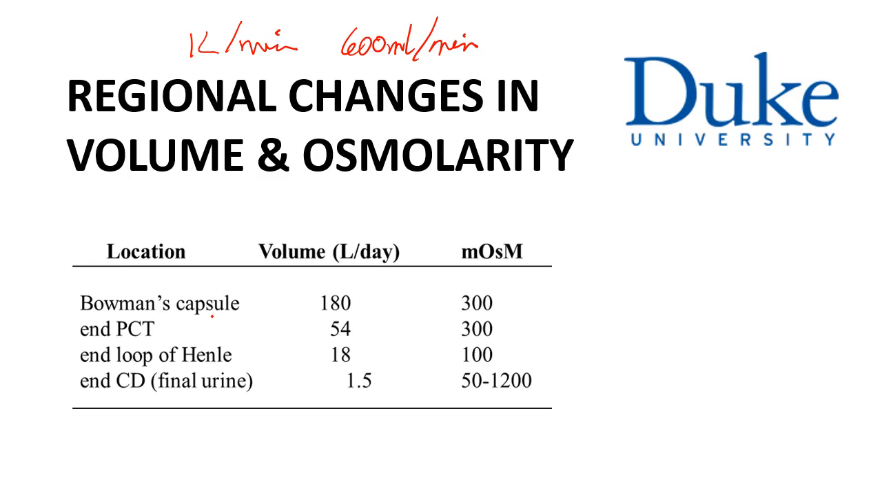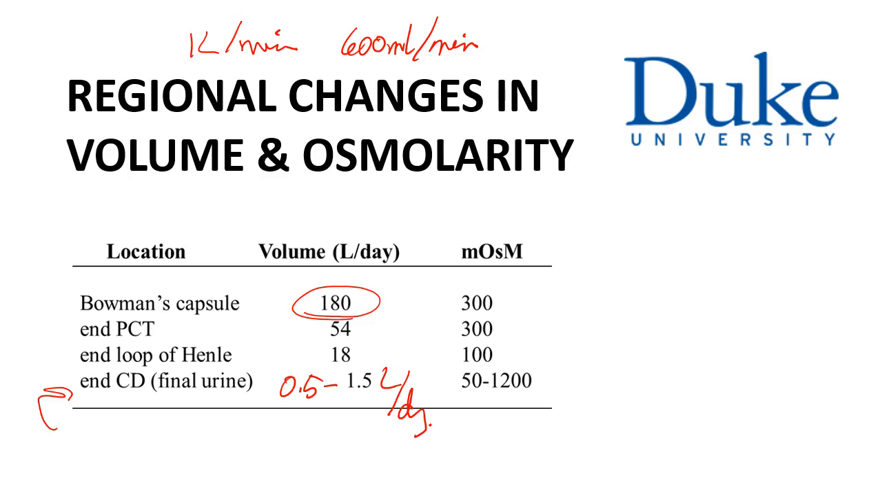And within Bowman's capsule, in any given day, we have 180 liters of this plasma that will be filtered. And then by the time we get to the urine, the final output of urine from the kidney, we'll only be putting out about half a liter to 1.5 liters per day. That means that with each pass, we don't filter 100% of the plasma of the blood that's being given to that particular kidney.